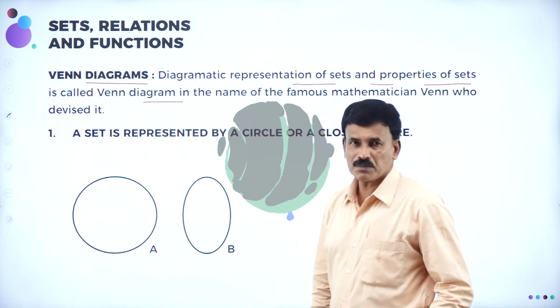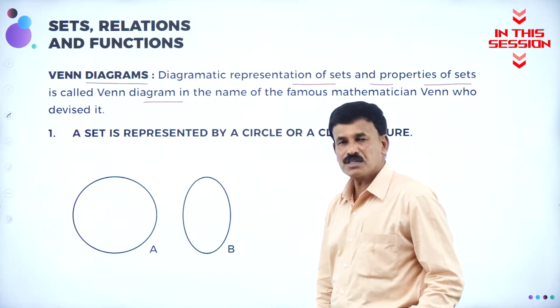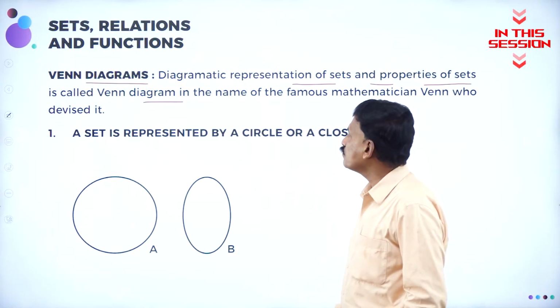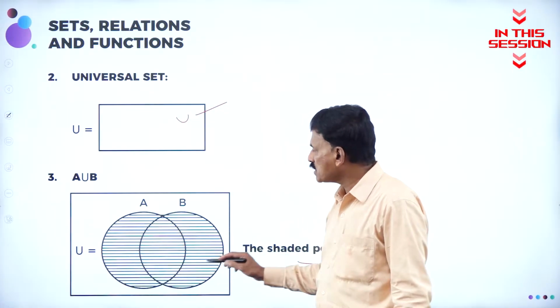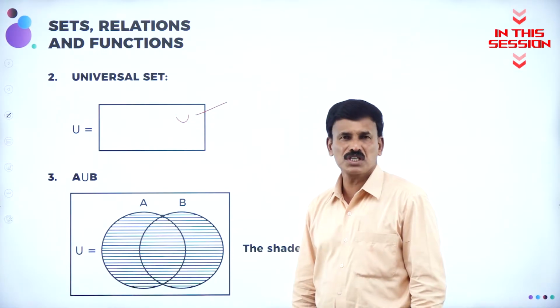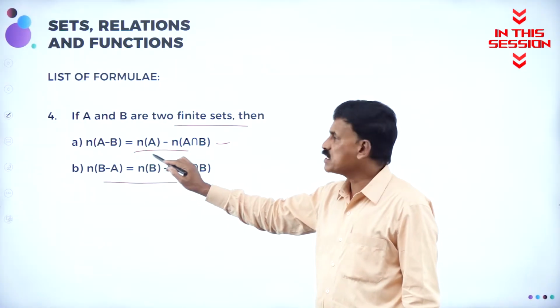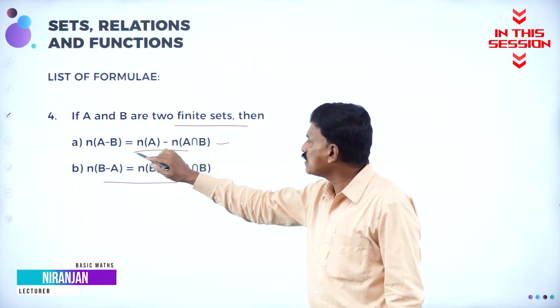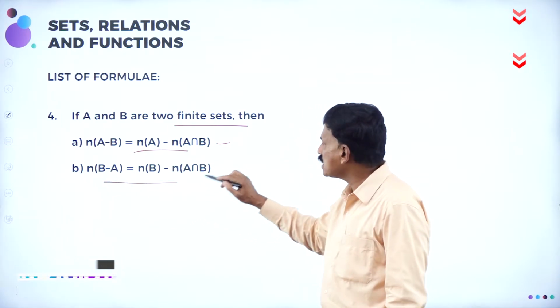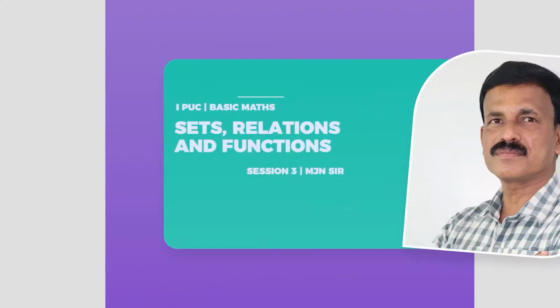A diagrammatic representation of a set and also the properties of sets is called a Venn diagram. Union of the sets is represented like this. The shaded region will give the union of two sets, A union B. N of A minus B is equal to N of A minus N of A intersection B. N of B minus A is equal to N of B minus N of A intersection B.